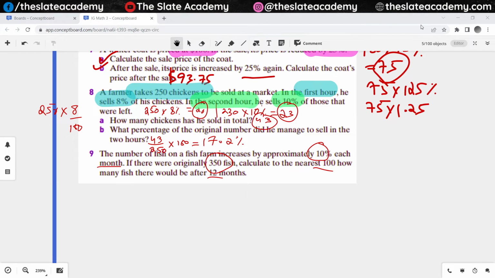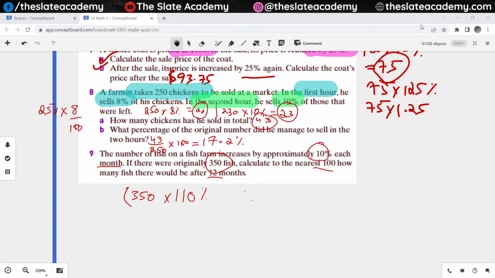Initially fish were 350, then they became, if they increase 1 month by 10%, so it would become 110%. But this happens a number of times. How many times? Whatever the answer, then that would become 110%. So it would happen 12 times.